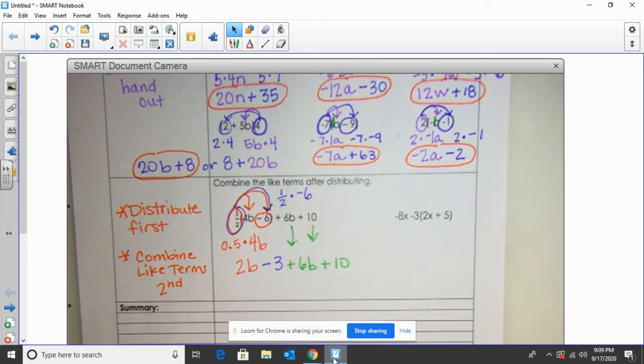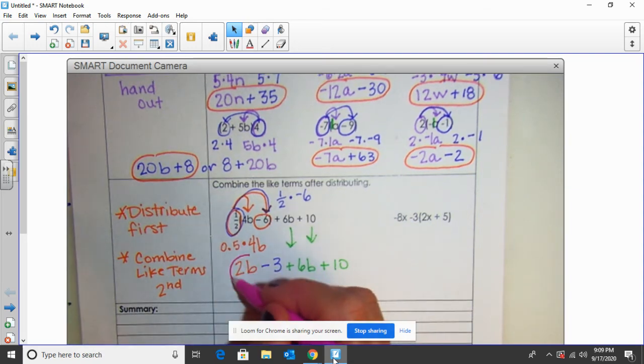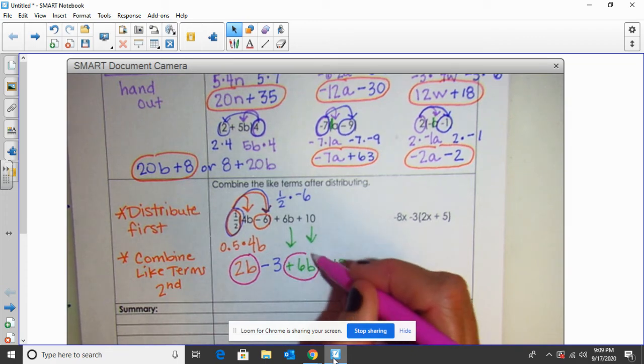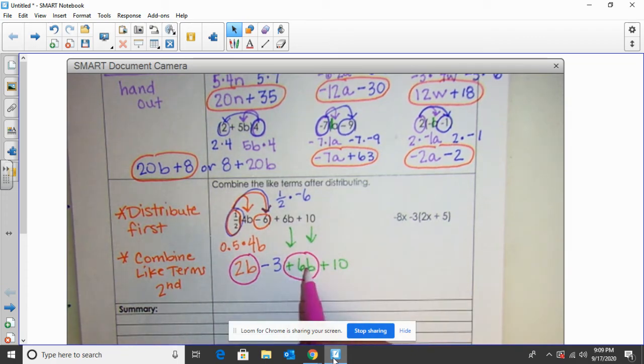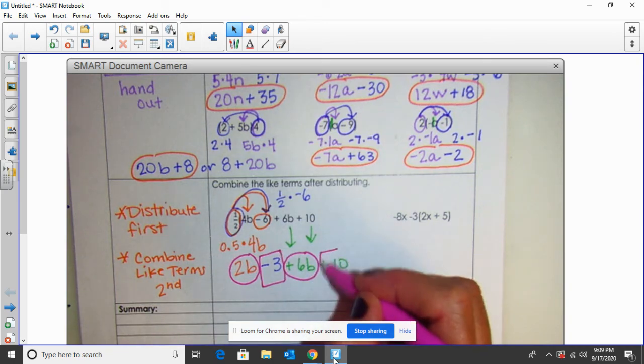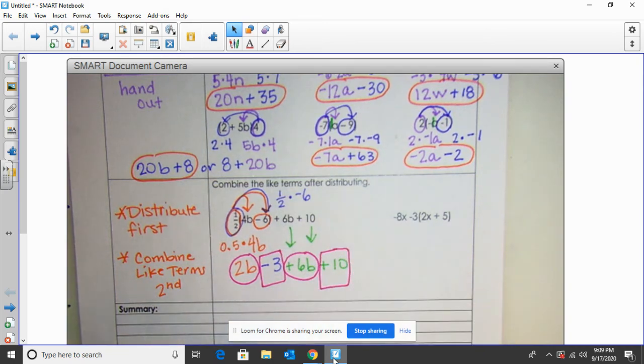Now I'm going to start combining like terms. And I'm going to put my letters together first. I have 2b, and 6b, remembering to circle the sign in front of each term. 2b and 6b, they go together because they both have a b. Now this -3 and +10, those are my constants.